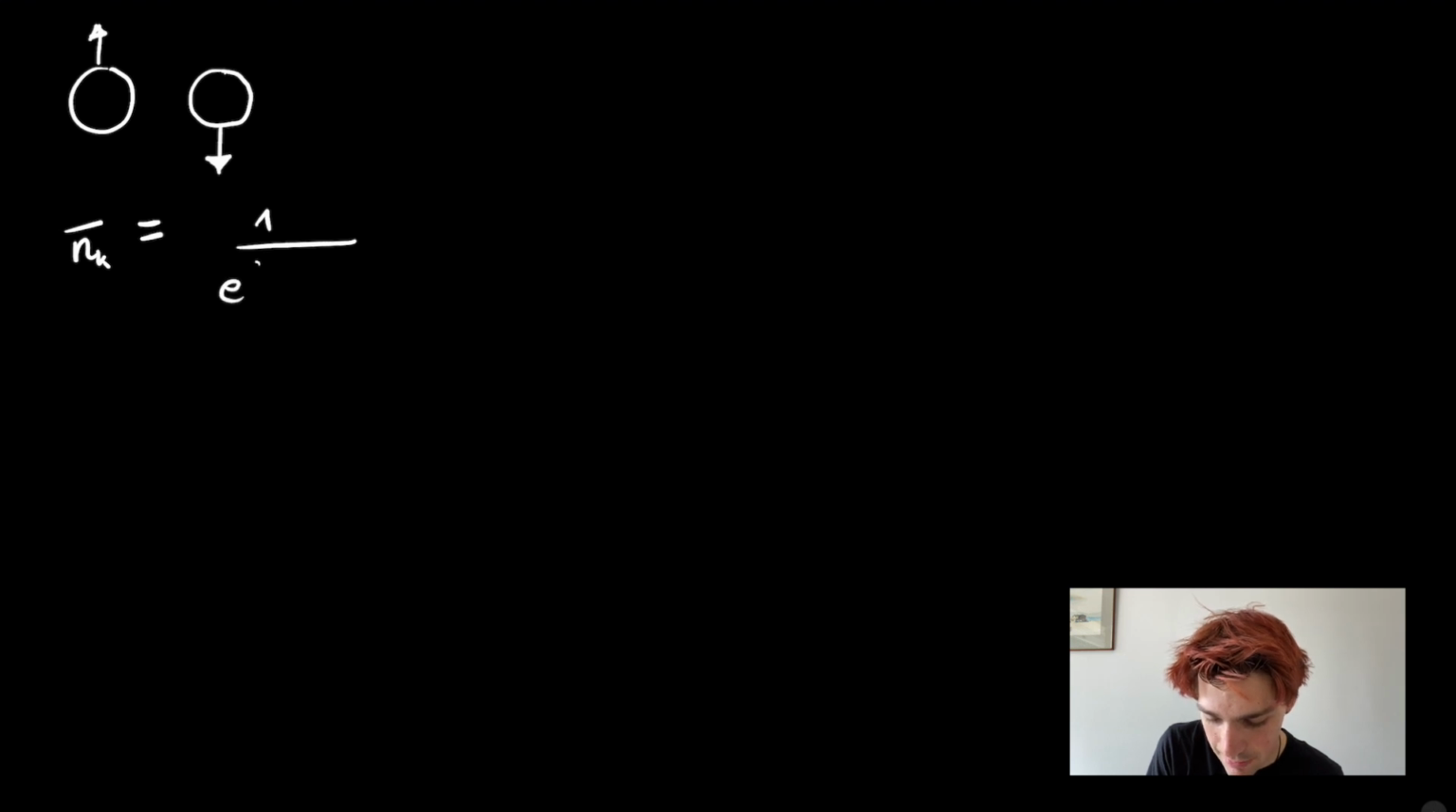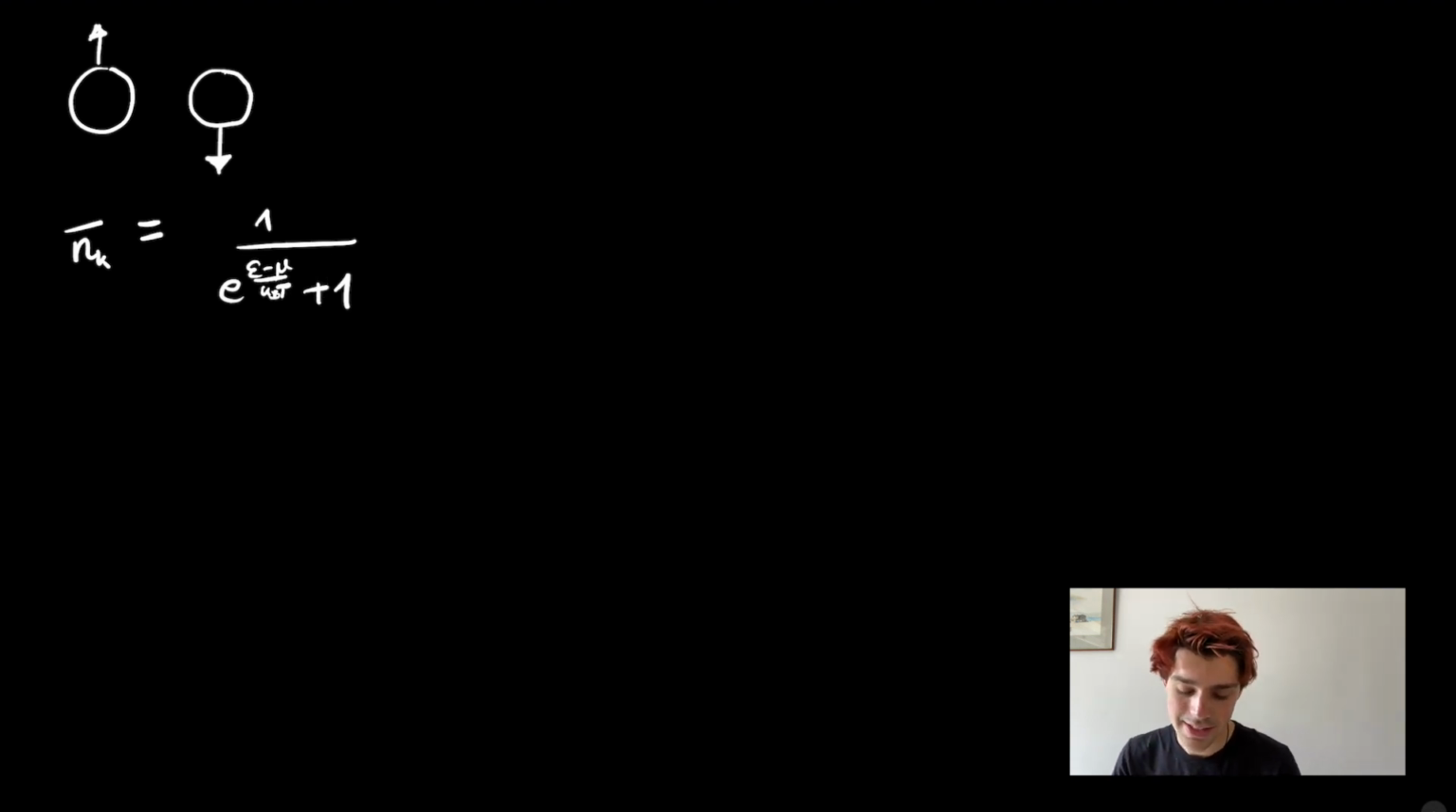So let's go ahead and start with our average occupation formula for the Fermi distribution, which is 1 over e to the epsilon minus mu over kBT, and for the Fermi distribution, it's plus 1. So for the Bose distribution, you've got to be a little bit careful. This sign is a minus. In the Fermi distribution, it is a plus sign. And it might not look like much, but oh boy, can that plus sign make a whole lot of difference.